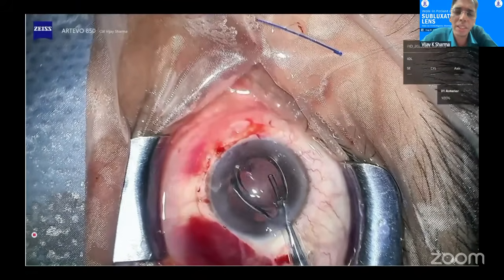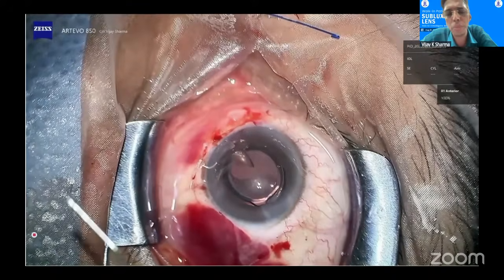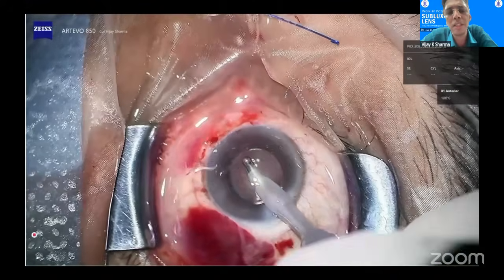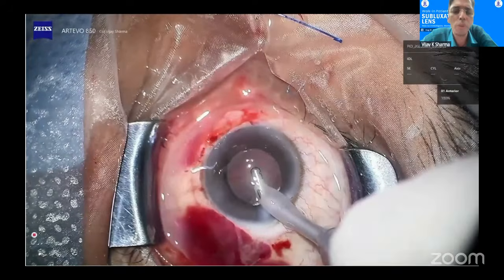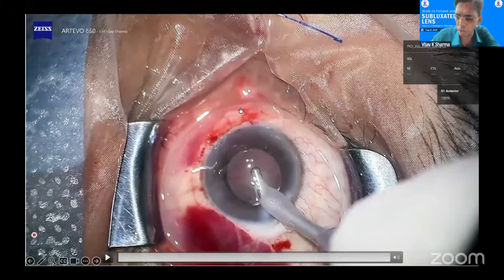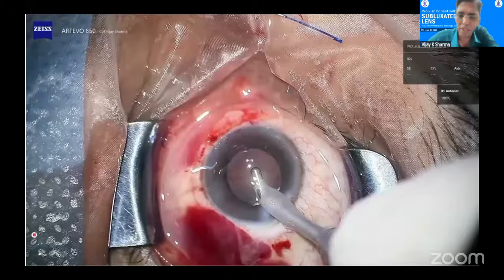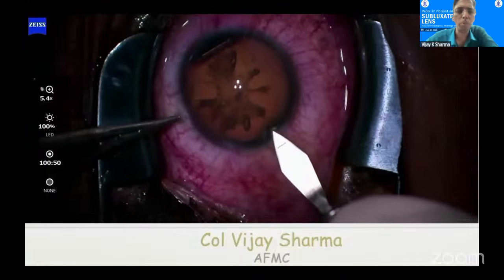Another important part is the haptics of the intraocular lens. You can also put them in the same axis where there is maximum zonular dehiscence, because that will also supplement your CTR or a Sioni or any other bag stabilization device. That part is also very important.